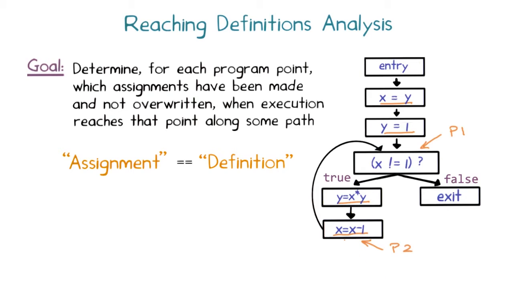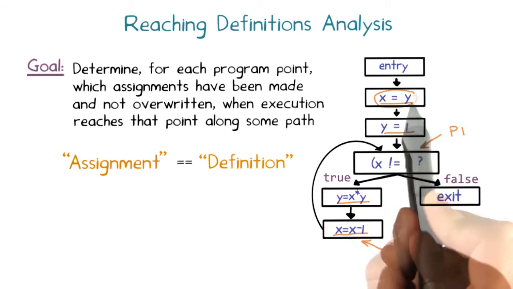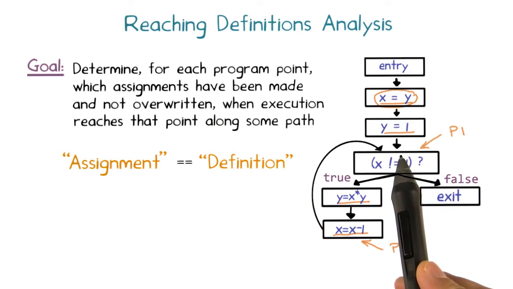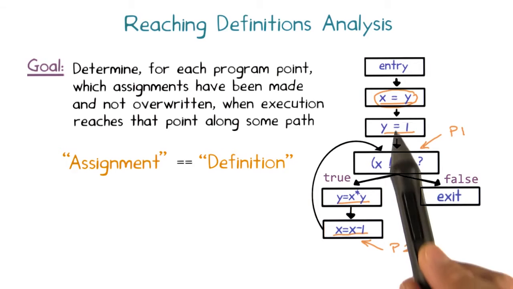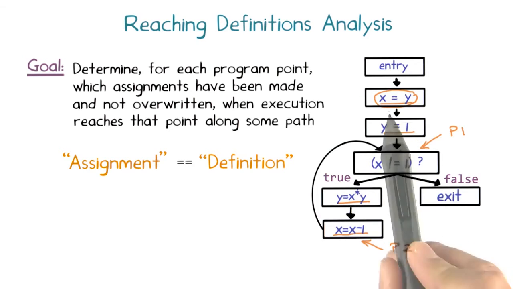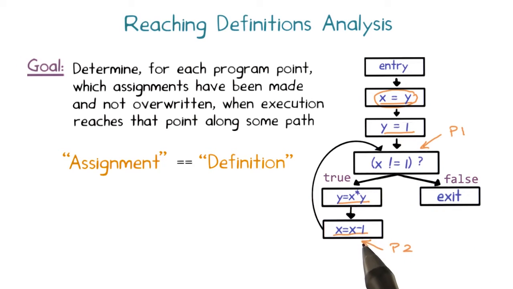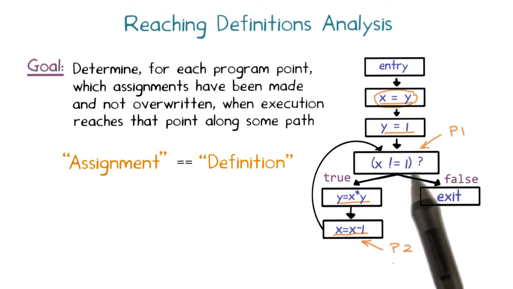Let's consider the definition x is assigned y. This definition reaches the program point P1 as there is no overwriting assignment to x along this path. But this definition does not reach the program point P2 as x is overwritten by the assignment x is assigned x minus 1 every time execution reaches P2. Please take a moment to understand the goal of reaching definitions analysis. We will next do a quiz to practice a few more reaching definitions in this control flow graph.